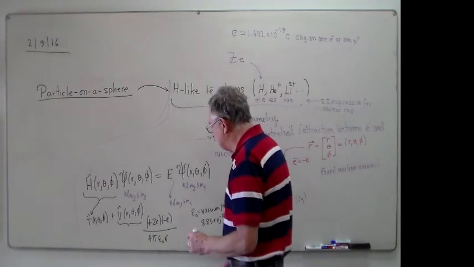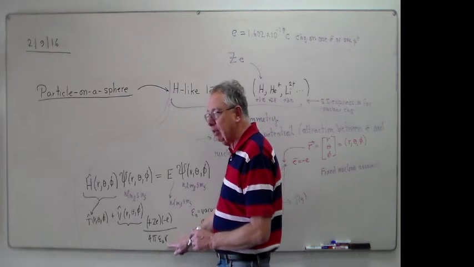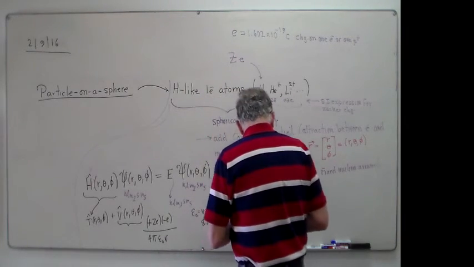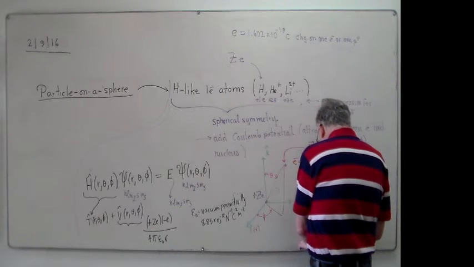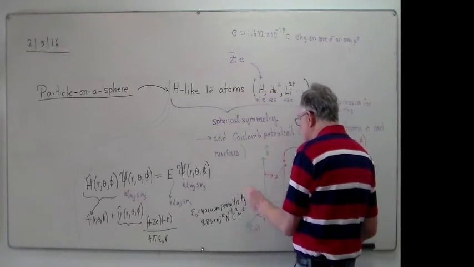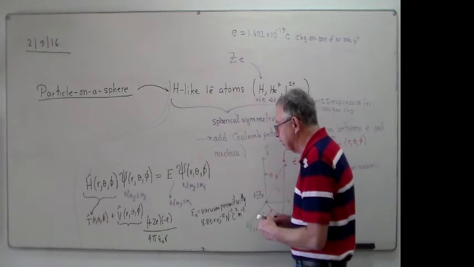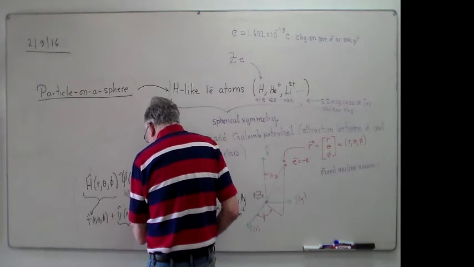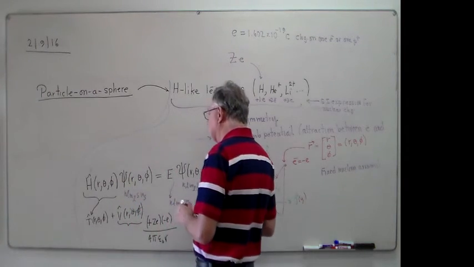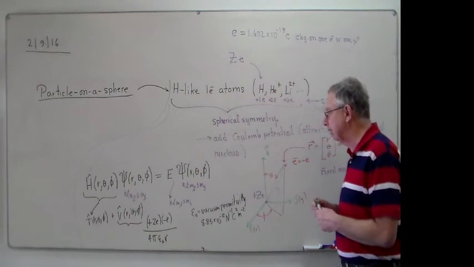So this is the Coulomb potential. R is the radial distance. So notice with this potential we have no concern about the angle, just the radial distance. This potential really is not a function of theta and phi, only the radial distance.